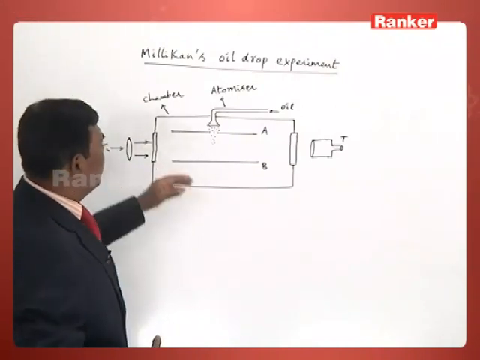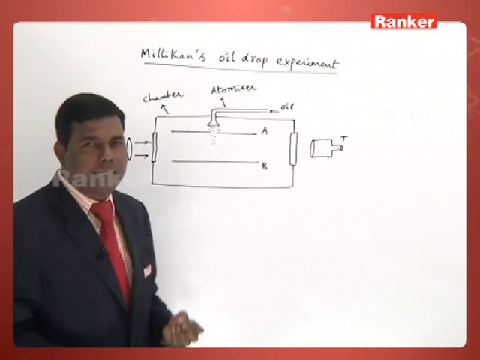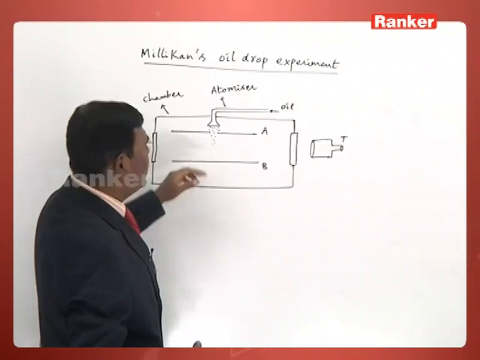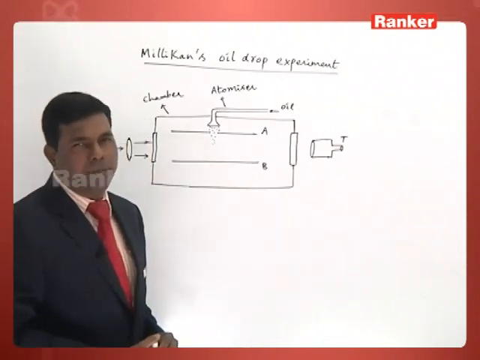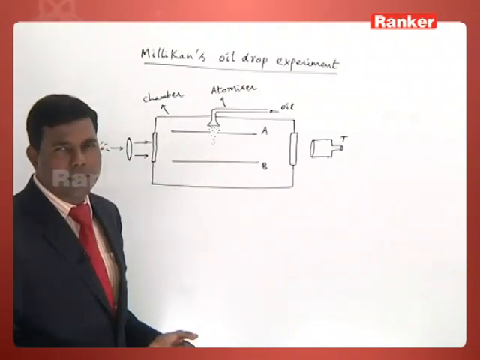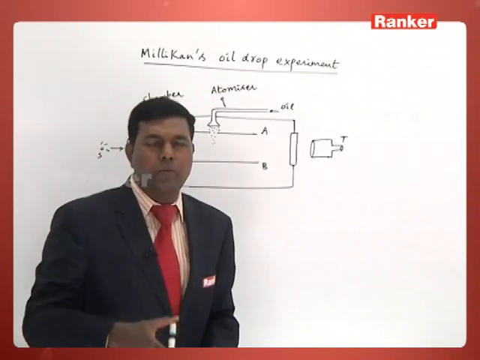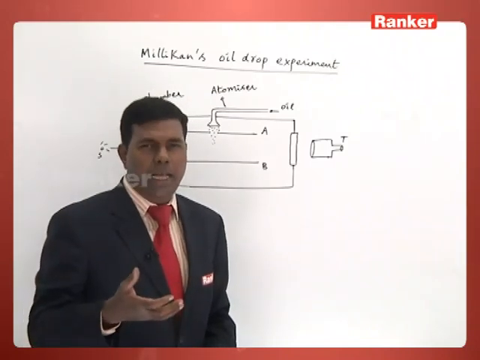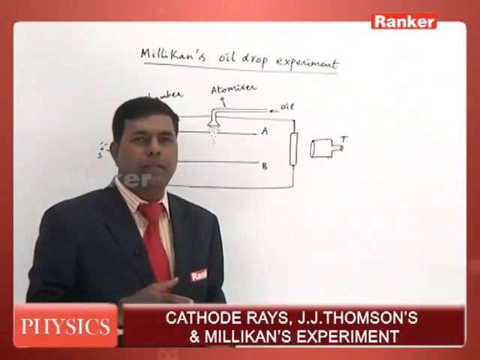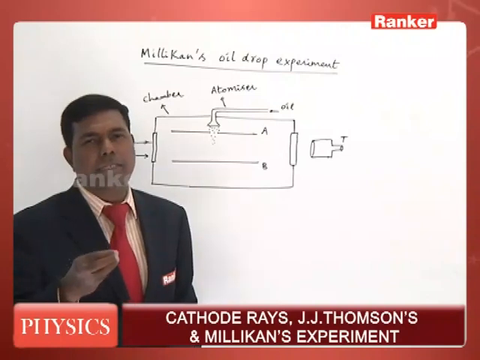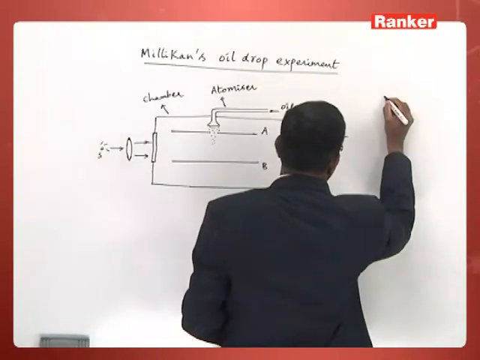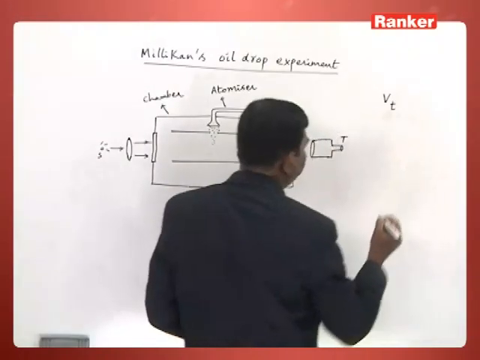Now during the process of spraying of the oil, these oil drops get charged, and the charged oil drops are falling between these two plates under the force of gravity. Here these oil drops experience a number of forces. Force due to gravity is acting downwards, whereas viscous force due to air and force of buoyancy are acting in the upward direction. The resultant of all these forces gives a constant velocity to the oil drops, and this velocity is known as terminal velocity, represented by Vt.